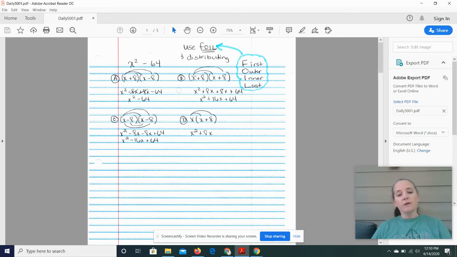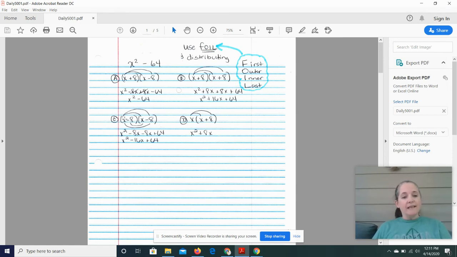So, okay, so here, x times x squared. X times positive 8 plus 8x. 8 times x plus 8x. Positive 8 times positive 8, positive 64. You can combine these two 8x's. Plus 8 plus 8 is plus 16. So that's the answer when you get rid of the parentheses.